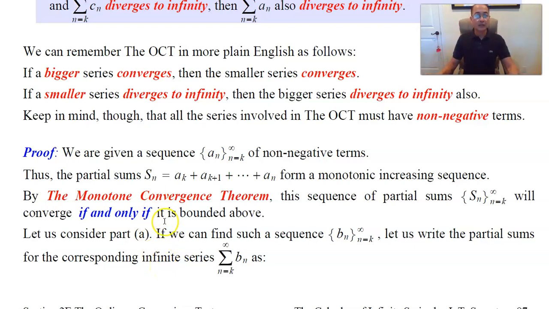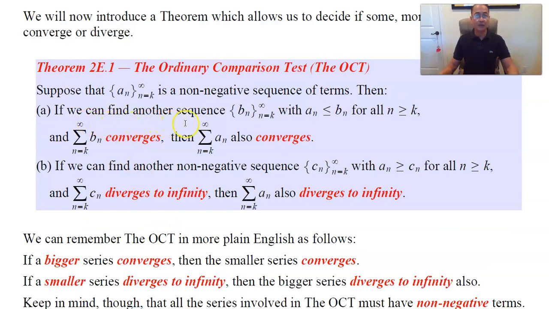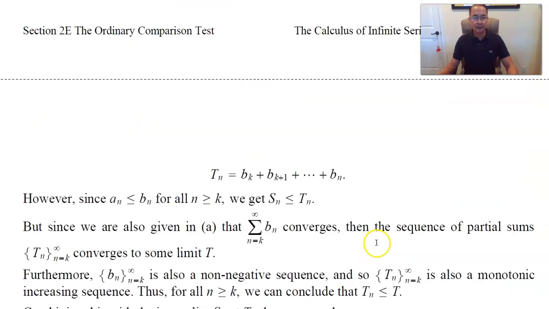Okay, so let's think about part A. What if there is another sequence which is bigger, each term in the new sequence is bigger than the corresponding term in our original sequence? All right, so let us look at the partial sums. We have a partial sum for the A's. We can also write partial sums for the B's, but this time let's use the symbol capital T sub n instead of S sub n, because that is for the partial sums of the A sub n's. Okay, so we have T sub n is b sub k plus b sub k plus 1 all the way up to b sub n.